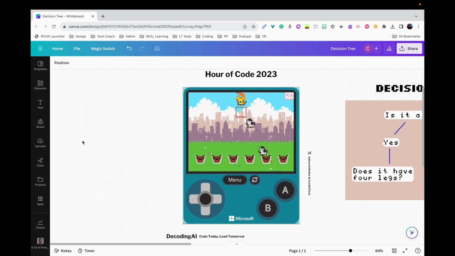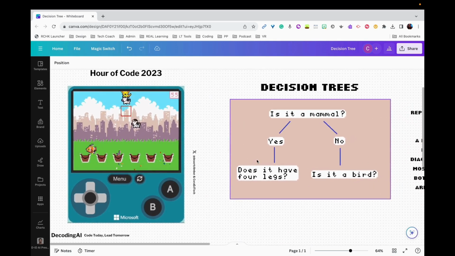I found this project on the MakeCode Arcade forum, and I'm going to put a link on the website as well. For this project, it's called the pet or animal classifier. You can see that there is a red frame there, and it can sense all of the animals which are randomly generated and see which parts they should go. The concept they use, they call it decision trees.